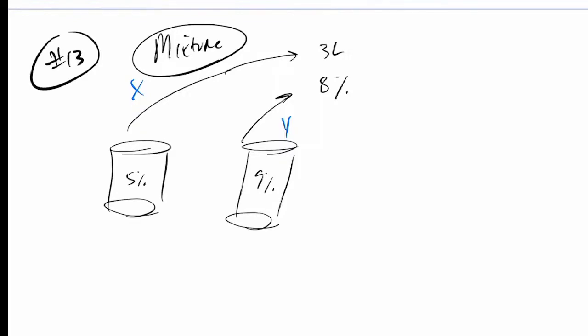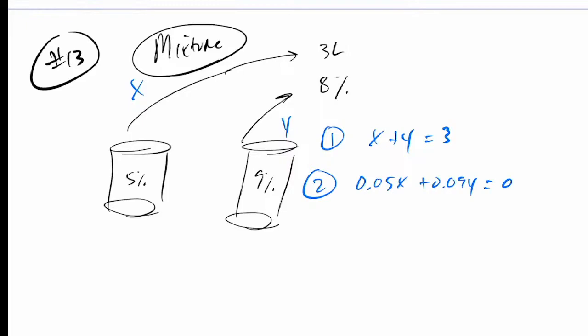Thanks. So for this one here, if we're going to do this one, they tell you two things. X and Y is the amount of liters of each. I know I need to have X plus Y is 3. And I'll bet you have 0.05x plus 0.09y is 0.08 times 3. So this is an ideal substitution question.